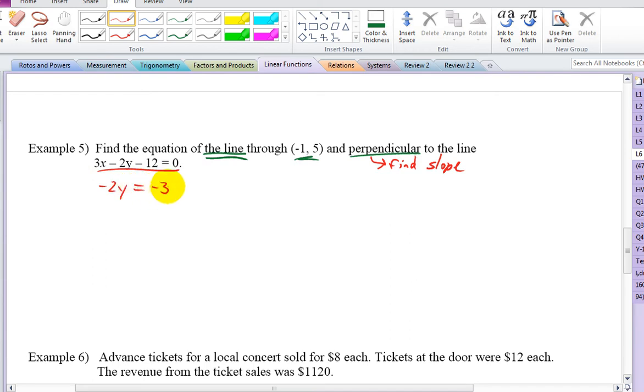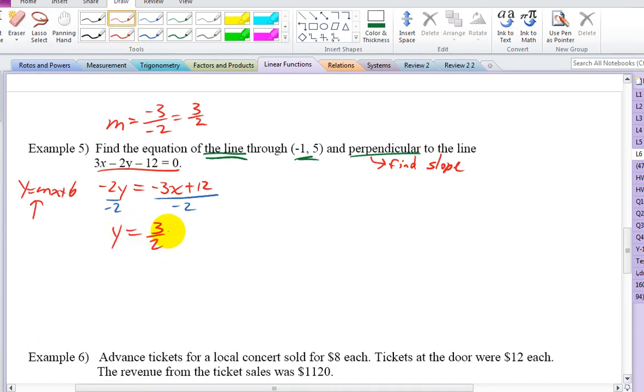-2y equals -3x plus 12. I want to put it into y equals mx plus b, because then I can find m right away. Now I can look at this and I'll know that m equals -3 divided by -2, because I know the shortcut, and that's +3/2. Okay, so the next step is to divide this by -2 and this entire side by -2. And so we get y equals +3/2x minus 6. I actually did the division of each one separately.